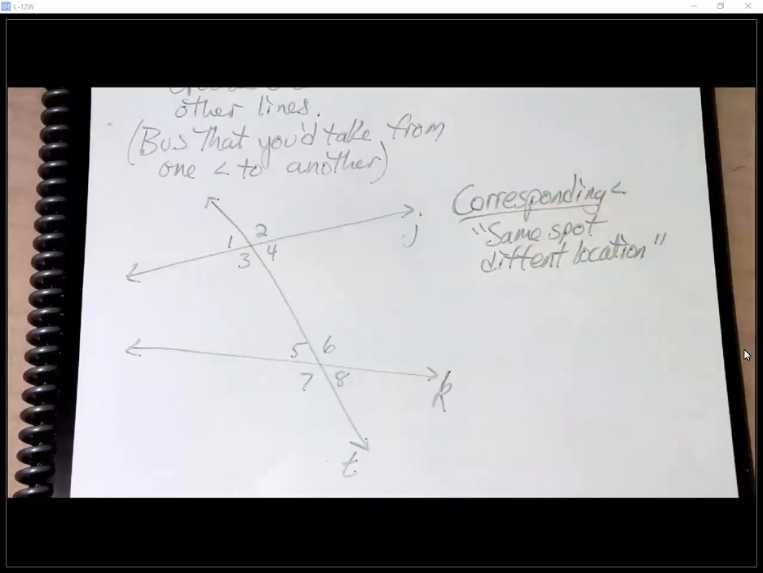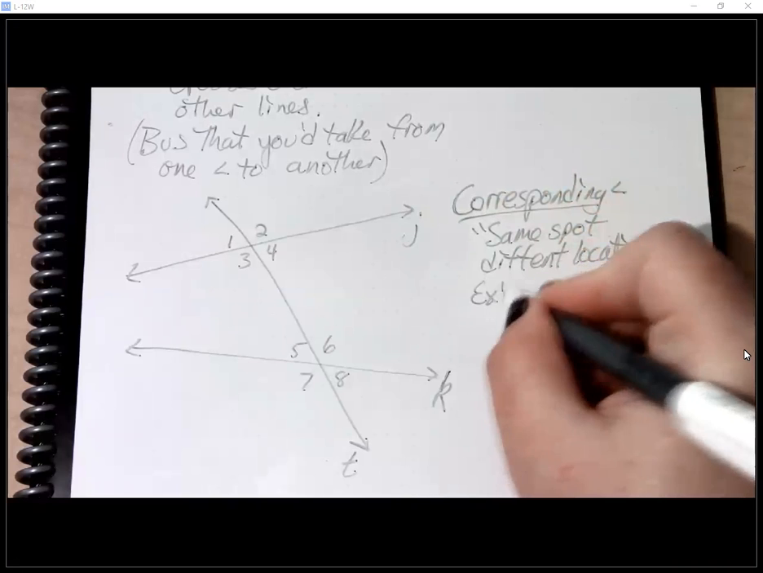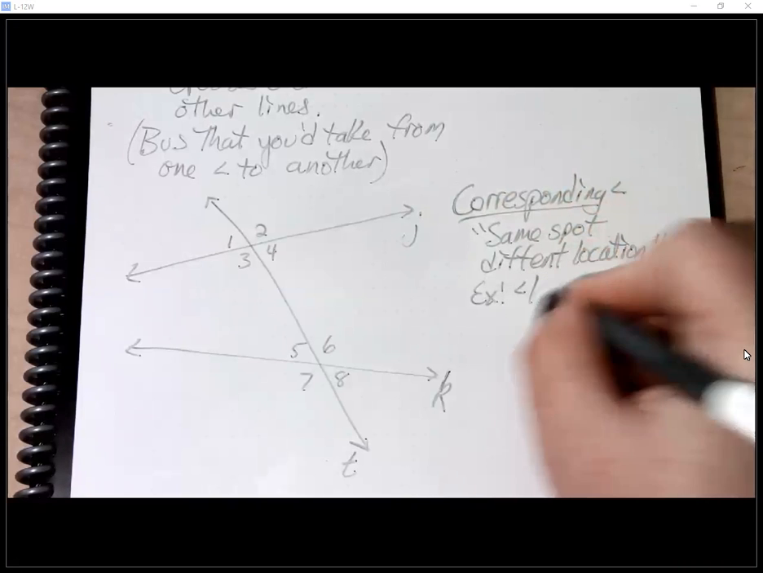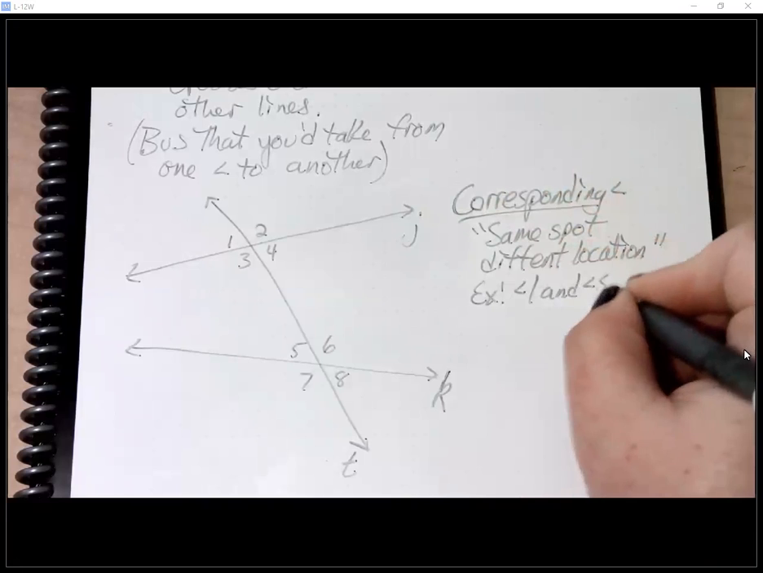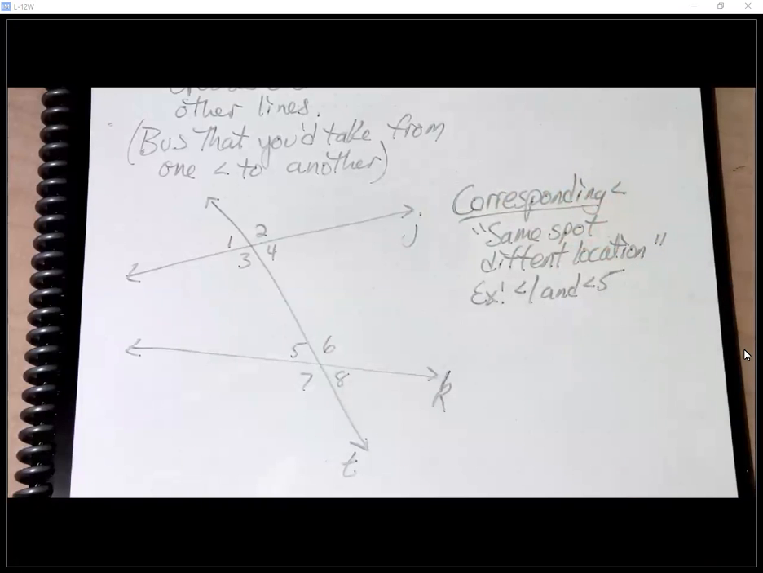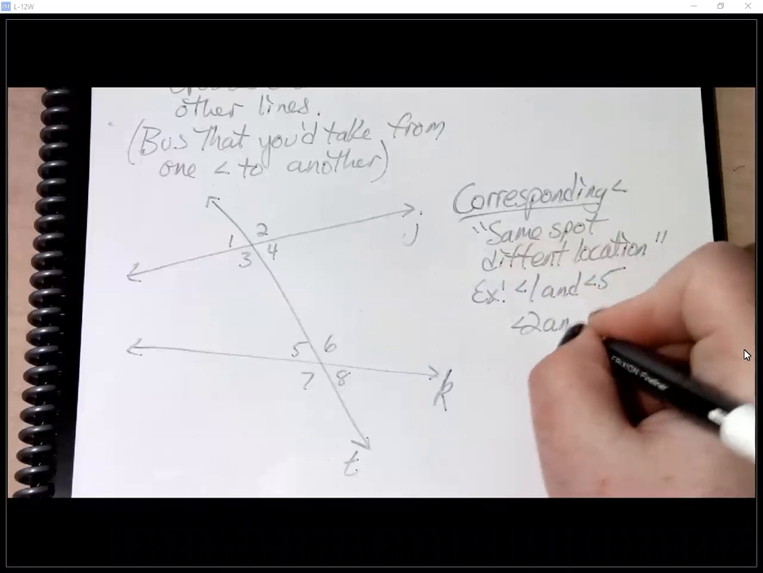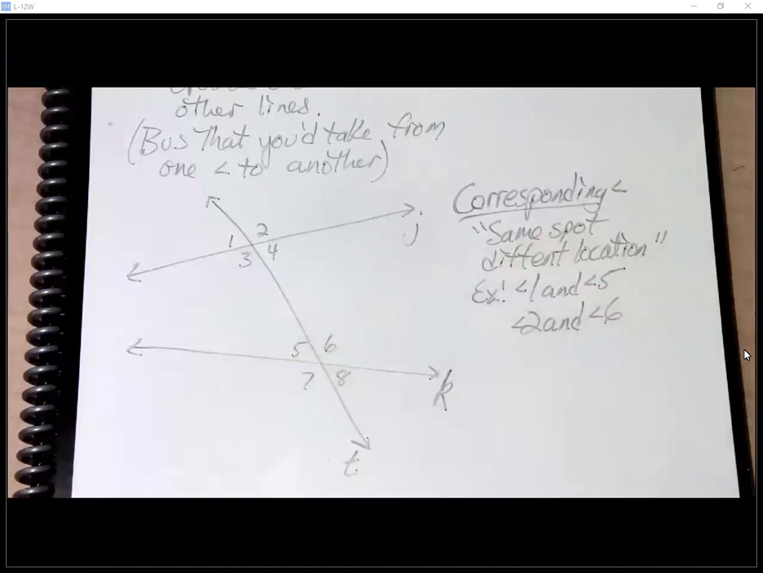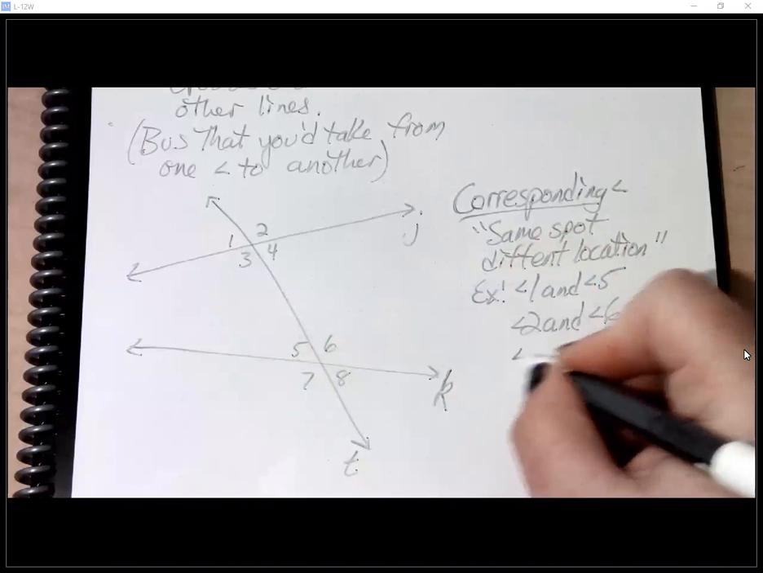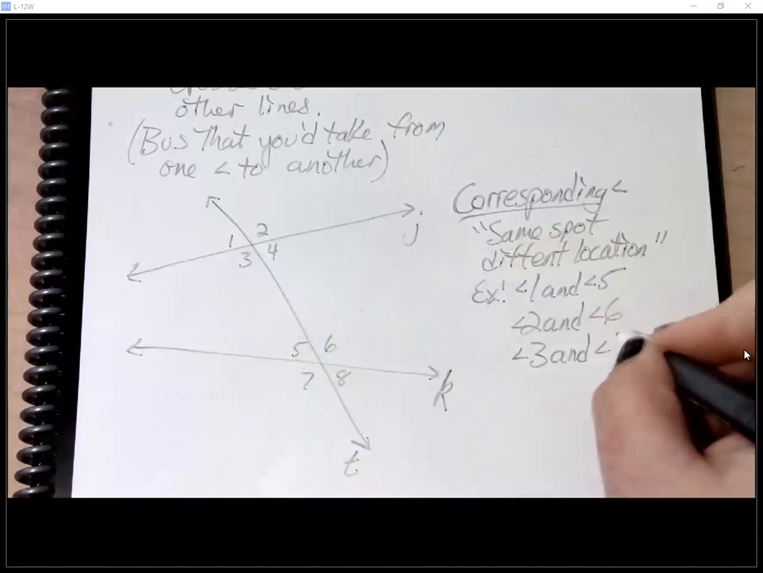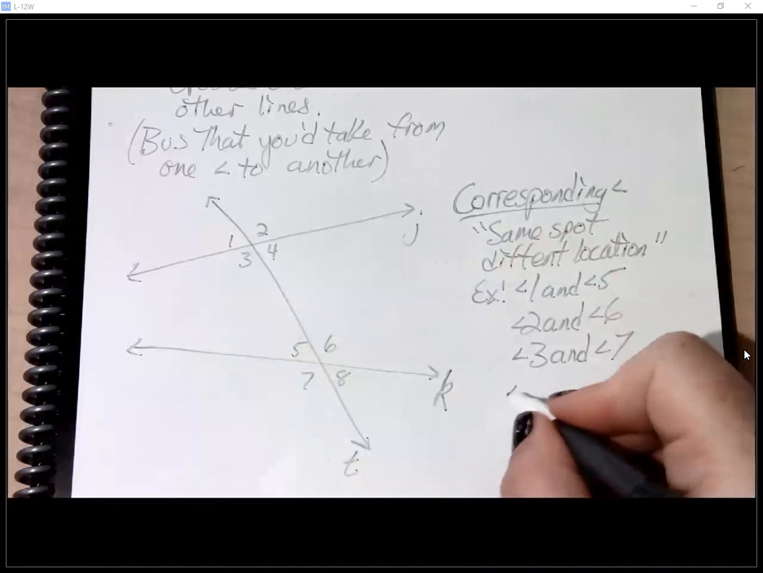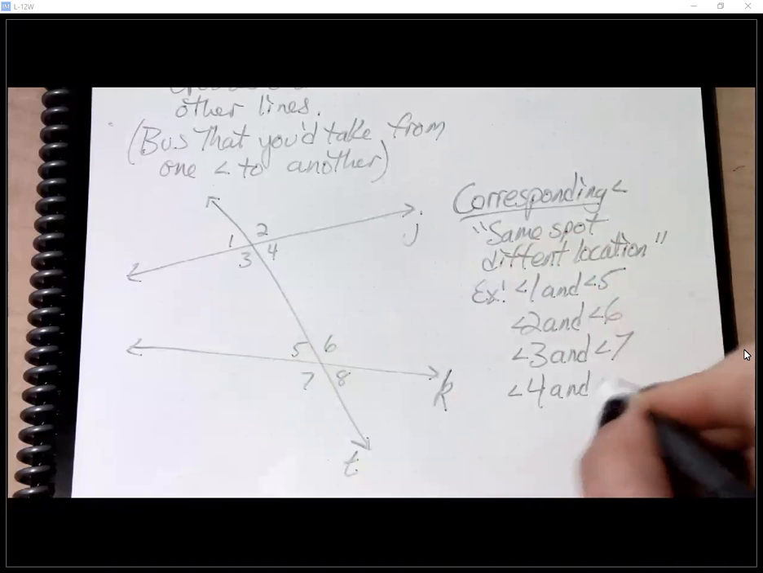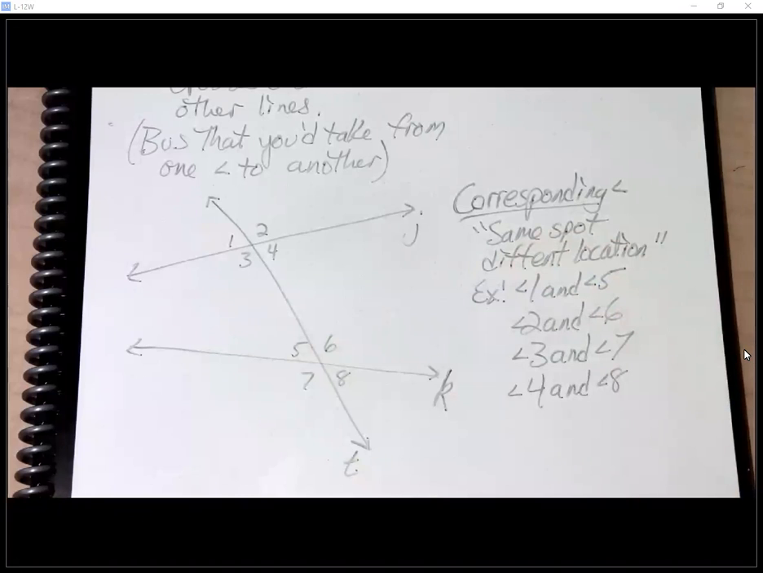So let's give our examples. We already said 1 and 5. Does someone think they have another pair? Riley, go ahead. 2 and 6. Let's name them all. What else do we have? Elizabeth. 3 and 7. And so lastly, Riley, go ahead. 4 and 8. Okay, there's corresponding.